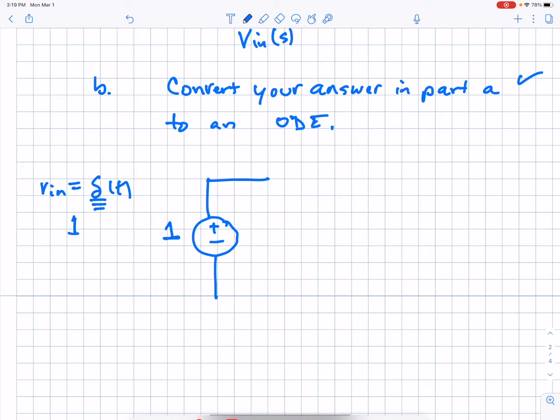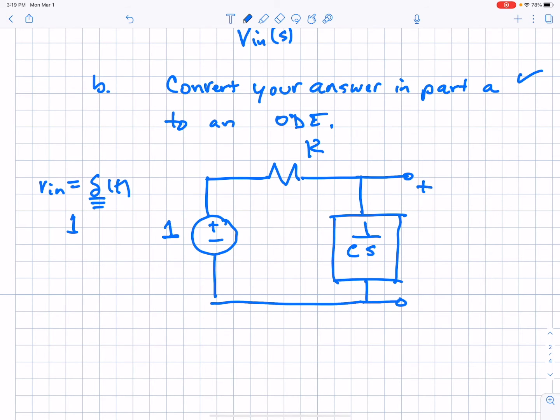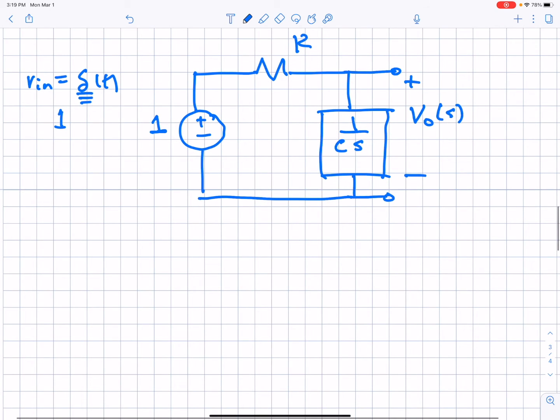Resistors stay resistors, so that's an R, and a capacitor becomes, instead of just C, 1 over CS. At this point, here's our output, Vout of S. This looks pretty simple. This is a very simple circuit.